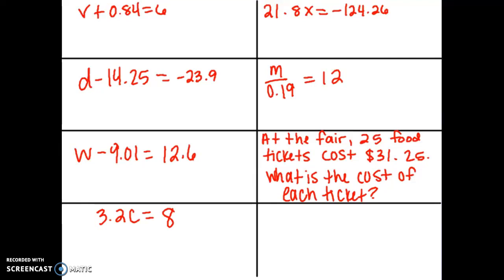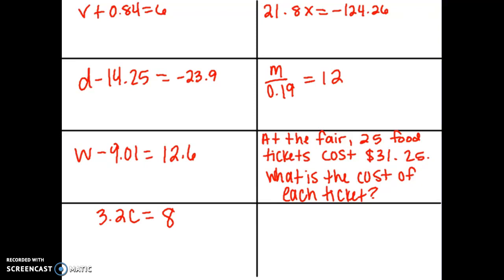All right, when you're solving one-step equations with decimals, you do it the same way as we did it with integers, except for when you're adding and subtracting, you have to make sure you line up your decimals. Okay? So we have v plus 84 hundredths equals 6.